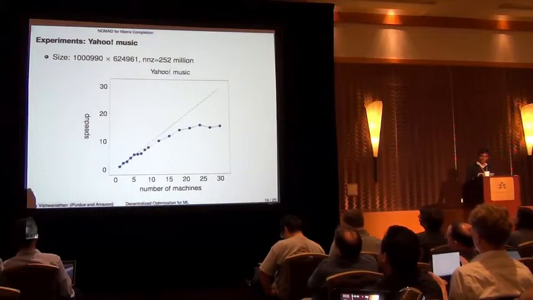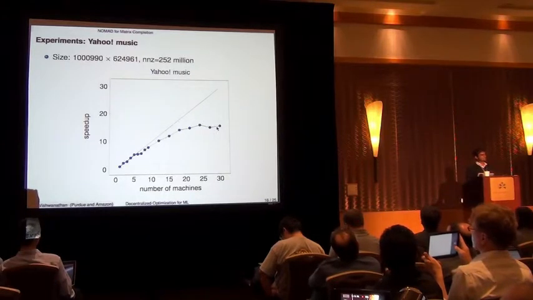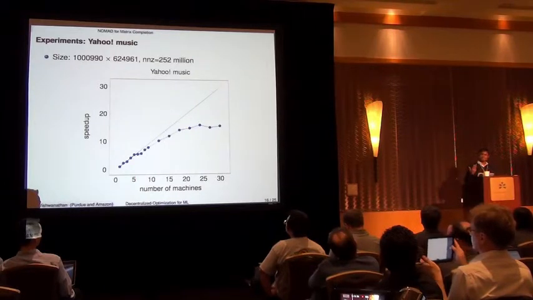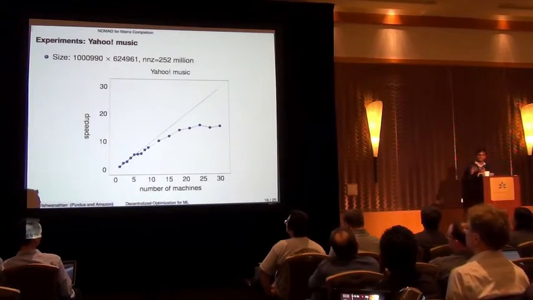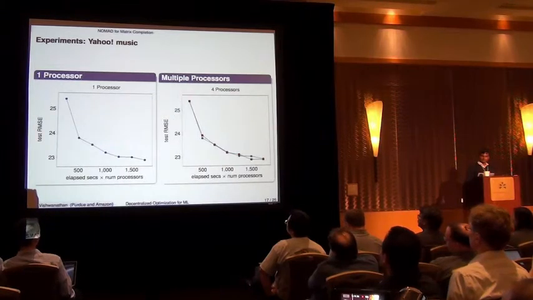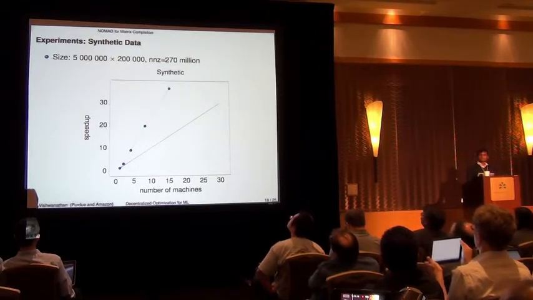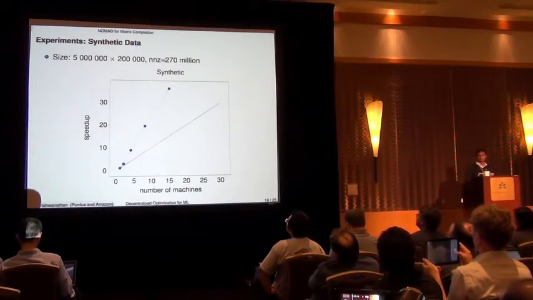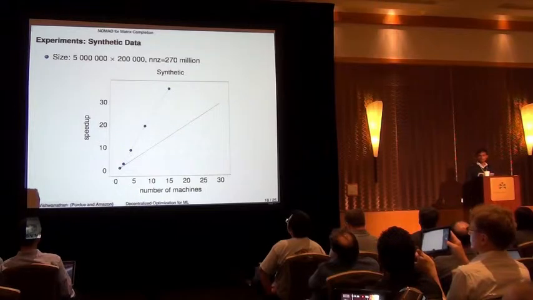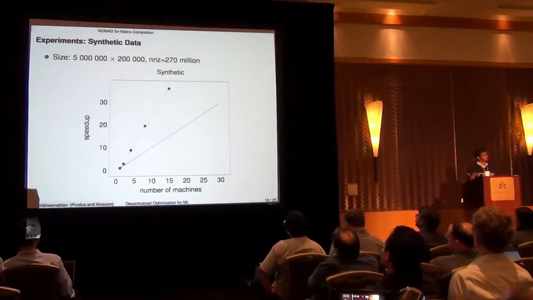Here, this is another data set, which is Yahoo Music. Here you don't quite see it, there is some sort of plateauing happening, and this is something that we are still investigating. There are some unholy interactions between Intel TBB and the memory bus and MPI, which is causing this problem. So we are still investigating this. But again, I want to show you the same kind of thing. This is a third data set that we tried, which has about 5 million users, 200,000 movies, and about 270 million non-zeros. This is a synthetic data set, and again you see this kind of super linear speedup.